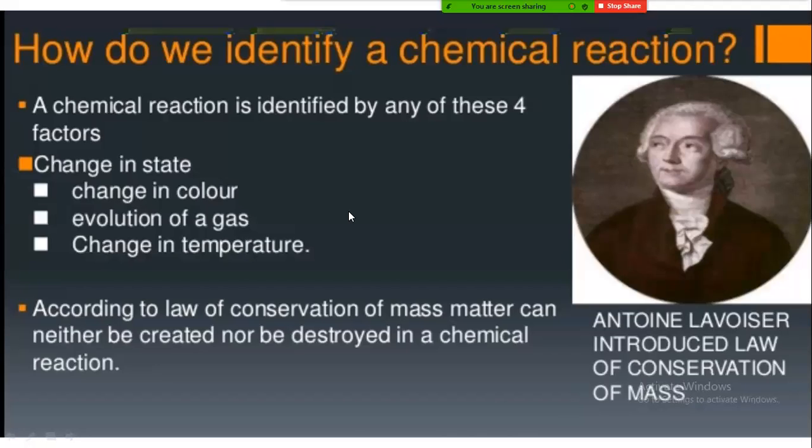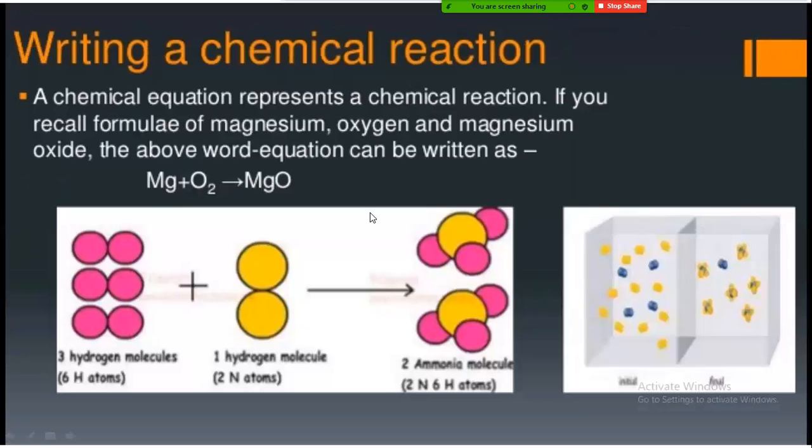Very good. So this is what we have covered up to this point. Going to the next one. Okay, right? Writing a chemical reaction. How do we write a chemical reaction? Any chemical reaction, right? Say for example, this is the one we are talking about. A chemical equation represents a chemical reaction. If you recall the formulas of magnesium, oxygen and magnesium oxide, the above word equation can be written as, so which one are we talking about here, right?